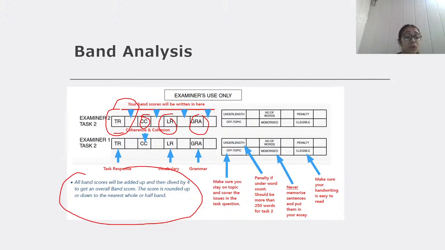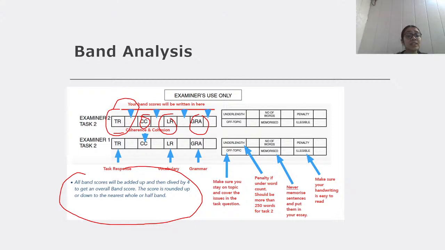So these 4 components that you can see on the screen are very important, and you need to understand that you are marked on each and every parameter. So you are given bands on each and every parameter. Then all the band scores that you receive in these 4 sections will be added up and then divided by 4 to get an overall band score.